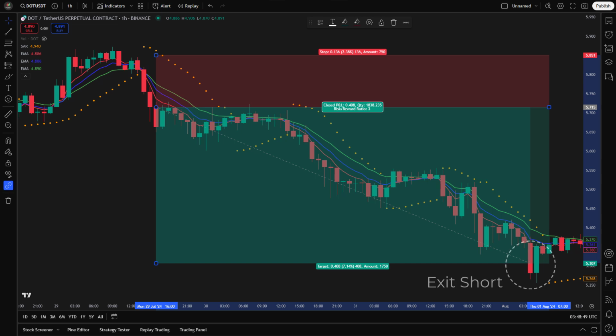As you can see, this is another successful trade. Of course, not every trade will be this perfect, so it's important to backtest to validate the strategy.